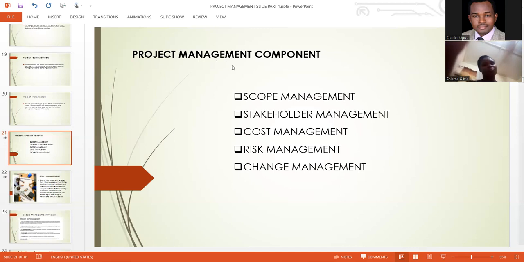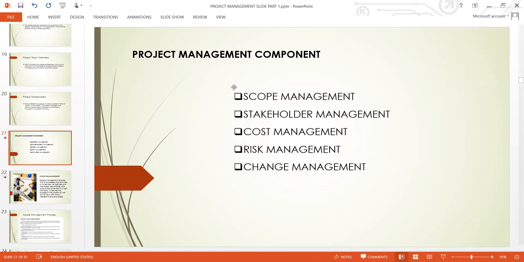Now we're looking at the scope of project management. The components are structured. There are so many components, but we are going to look at the key components. The key components of project management that we are going to be using are scope management, stakeholder management, cost management, risk management, and change management. If you can master these components very well, then you are a very good project manager.